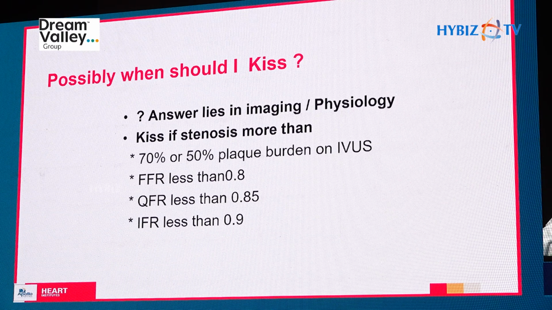Kiss if the stenosis is more than 70% or 50% plaque burden on IVUS, FFR less than 0.8, QFR less than 0.85, iFR less than 0.9. So this is the take-home message in provisional stenting, where you possibly have to think of doing an imaging or an FFR before deciding whether you need to kiss.